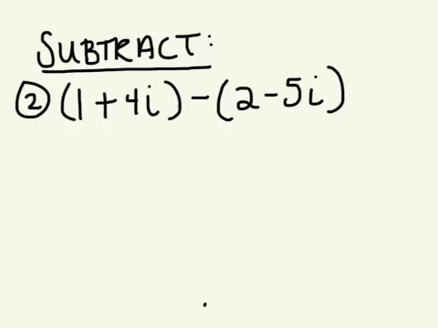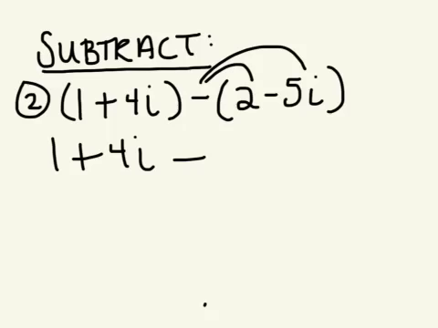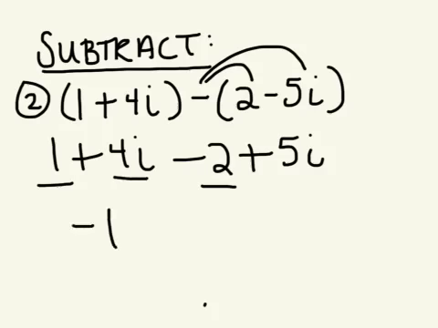Subtraction. The thing we want to be careful about with subtraction is to distribute our negative sign through. I'm going to copy down my first complex number and distribute my negative through for my right complex number, which is negative 2 plus 5i. Again, at this point we're just dealing with addition. Combine the two real components for a grand total of negative 1, and the two imaginary components, namely positive 9i.